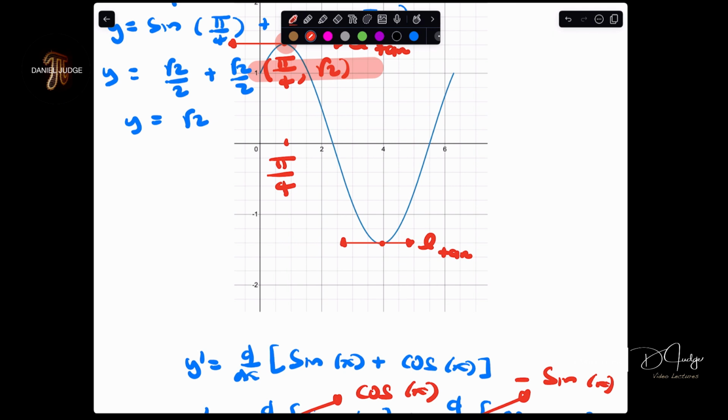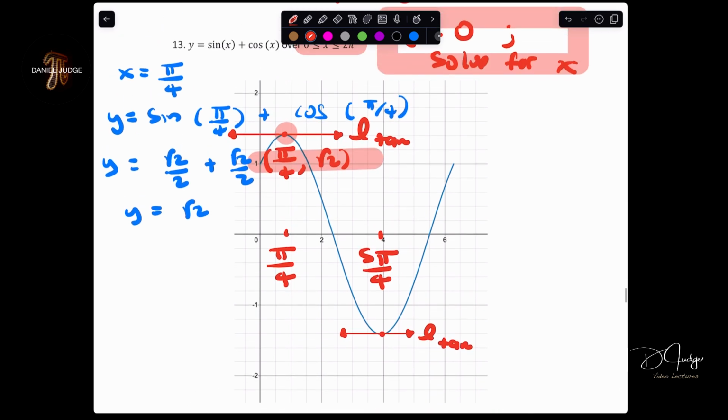5 pi over 4. All right. So over here, it's a little bit smaller than 4, but this is where 5 pi over 4 is. Let's find out what the y coordinate value is now. So I'm going to erase my work. You guys can go back and take a look.